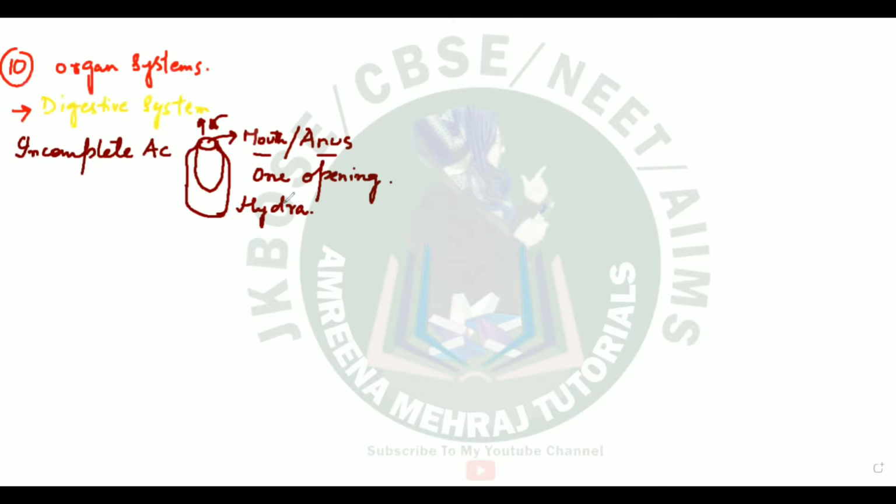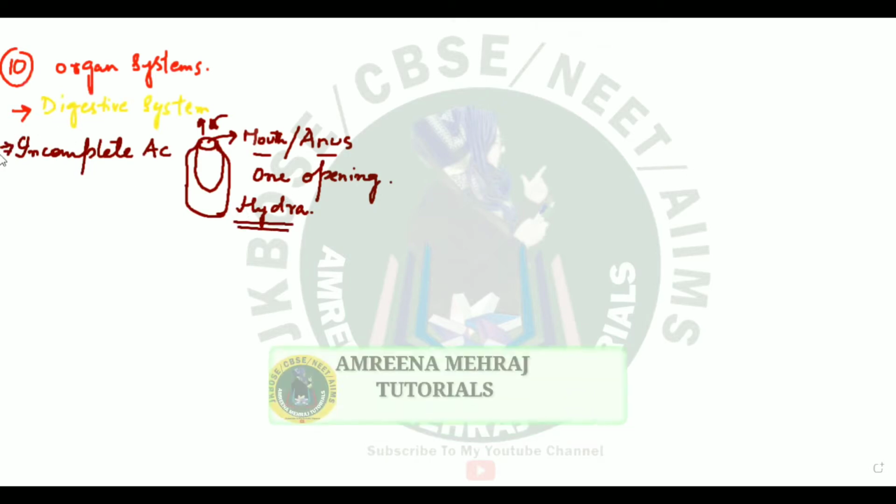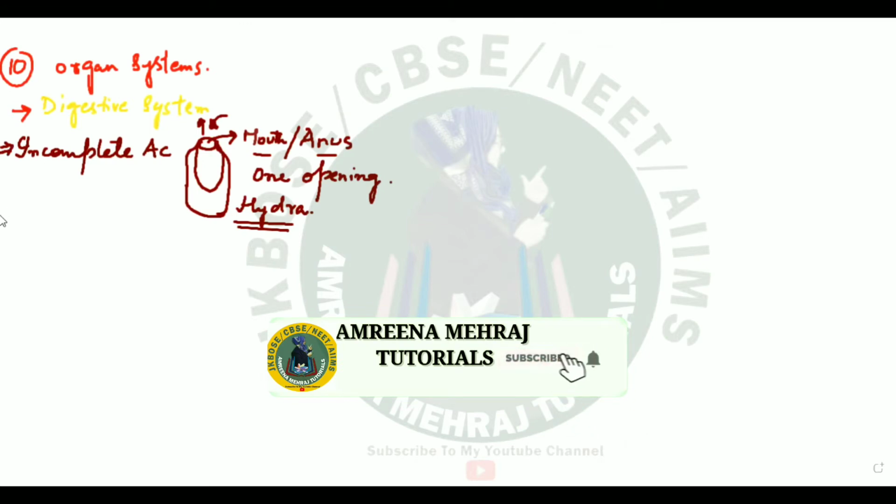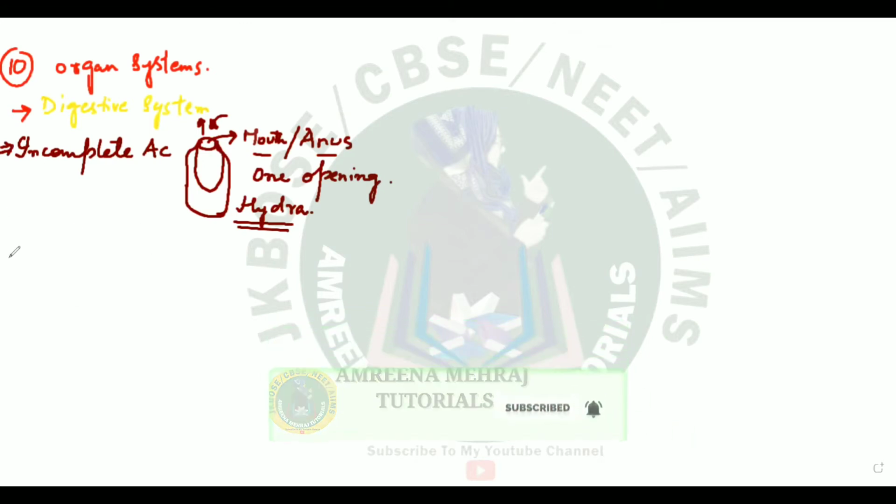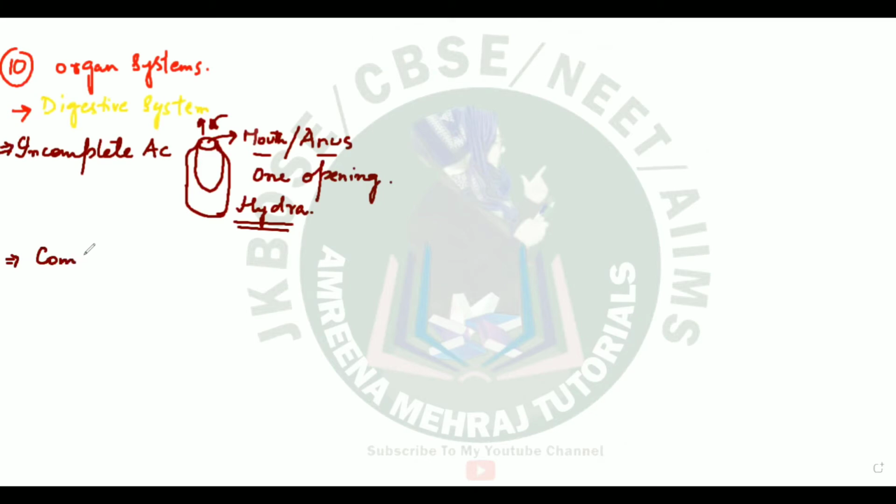So the example will be what? The example will be hydra. But some animals, I should use the word higher animals, higher than hydra. What do they have? They have complete alimentary canal. That means they will have an alimentary canal which will have two openings. Okay, there will be a mouth through which intake of food will take place.